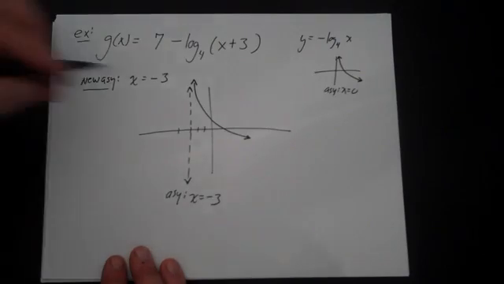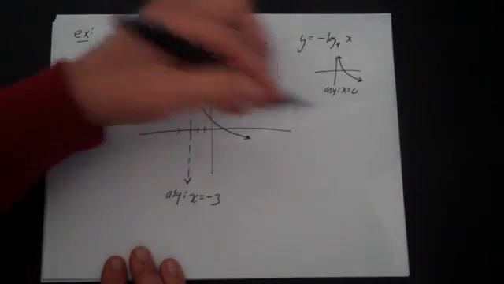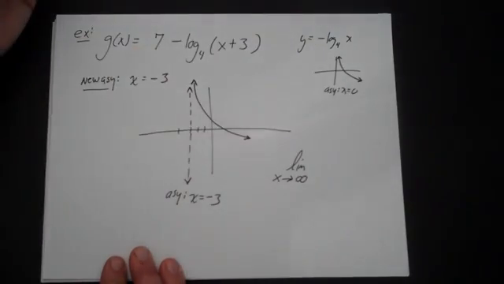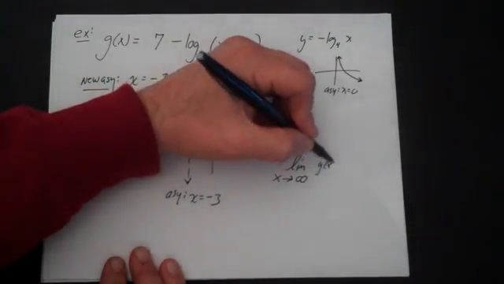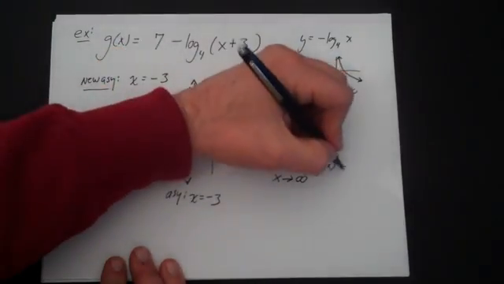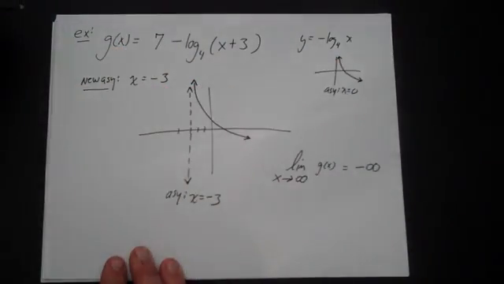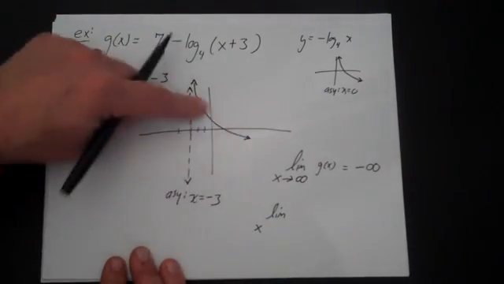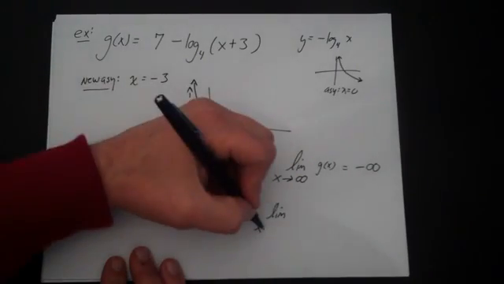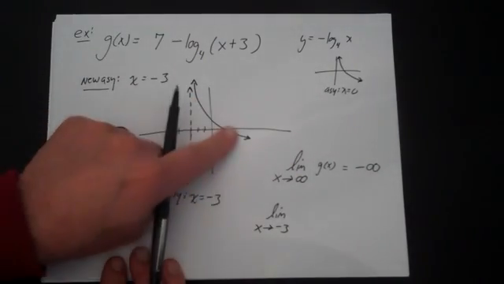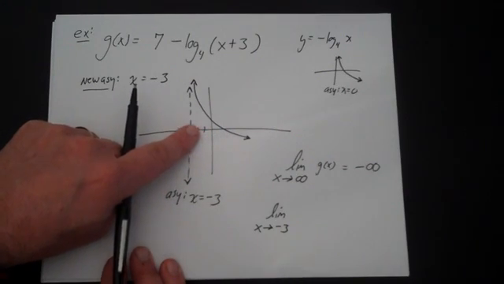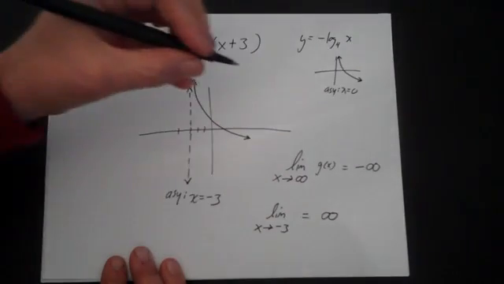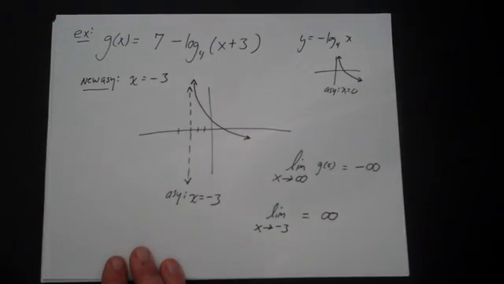And now let's look at the end behaviors. Again, the end behavior as x goes to infinity is pretty straightforward. As x goes to positive infinity, then g of x, in this case, goes to negative infinity. The other limit is not as x goes to minus infinity, but as x gets closer and closer to the asymptote. In this case, the limit is as x goes toward minus 3. As x gets closer and closer to minus 3, y gets closer and closer to positive infinity. And that's your asymptote there.